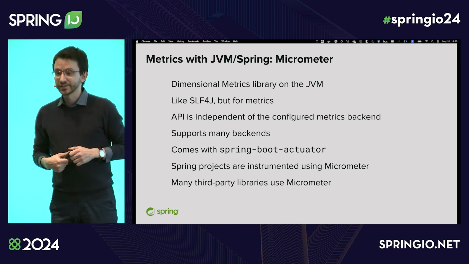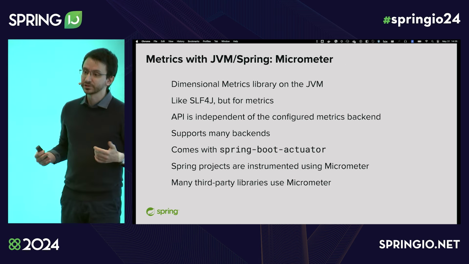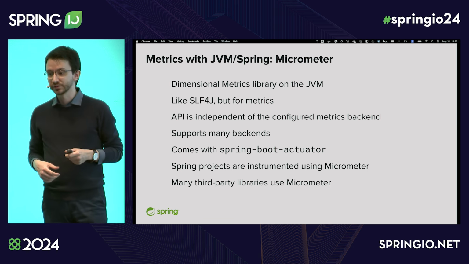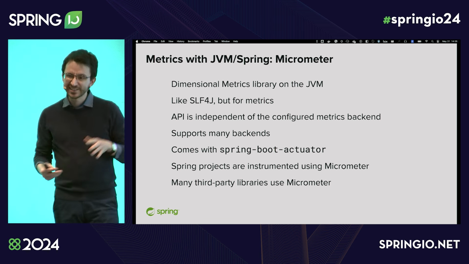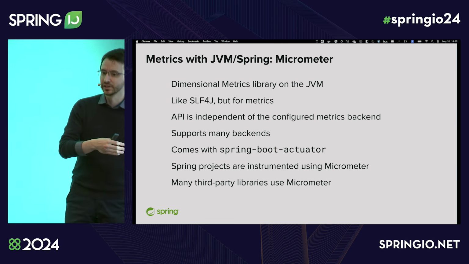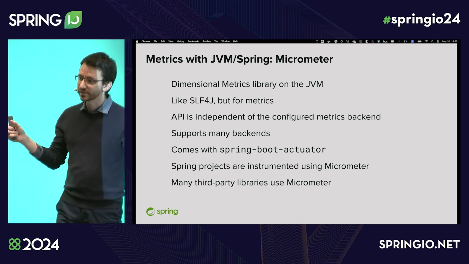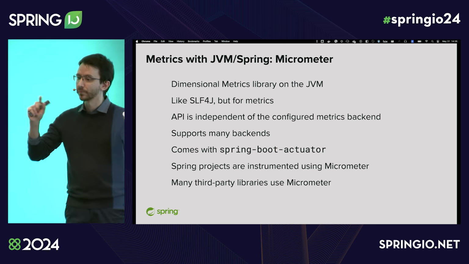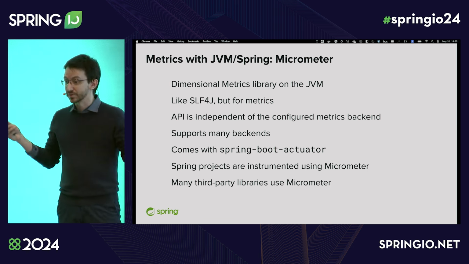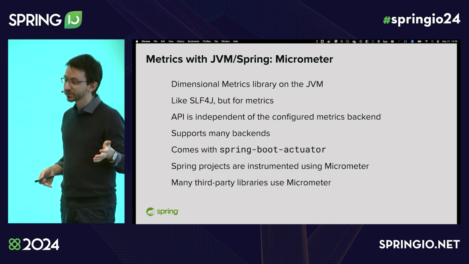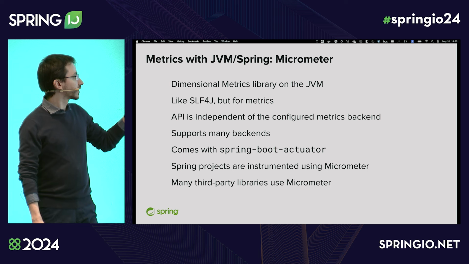If you want metrics, we usually recommend Micrometer, which is a dimensional metrics library on the JVM. And it is kind of like the SLF4J story. It has an API which is independent from the metrics backends that you want to use, so you can plug them in and out. You can use multiple ones at the same time if you want. And it supports many, many backends.